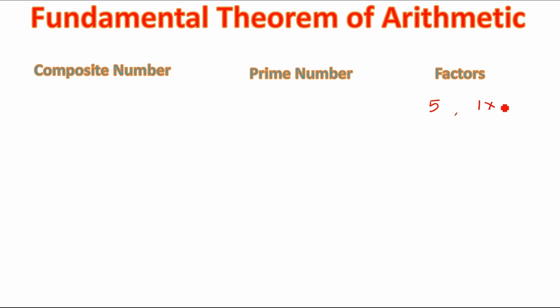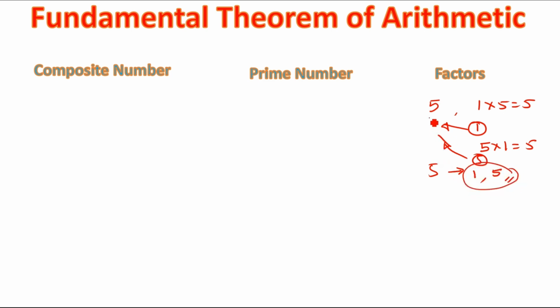We know that 1 fives are 5, right? So 1 is a factor of 5. The other one: 5 ones are 5, right? So 5 is another factor of 5. So if you write the factors of 5, 1 is one factor and 5 is another factor. Is any other number divisible into 5? No, right? That's why we have two factors. 1 and 5 are the factors of 5.